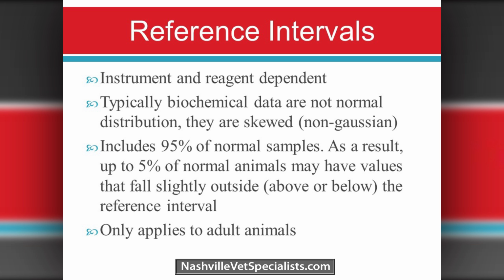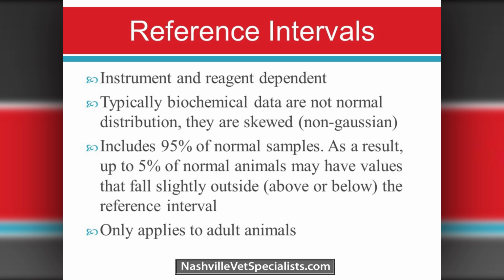Let's talk about reference intervals. I do think it's important to remember that it is really instrument and reagent dependent. When you do this biochemical data, it's not a normal distribution. It really is a skewed population. It's not a bell-shaped curve. But overall, you are still looking at 90% of a normal sample. What does that include? And that's your interval.